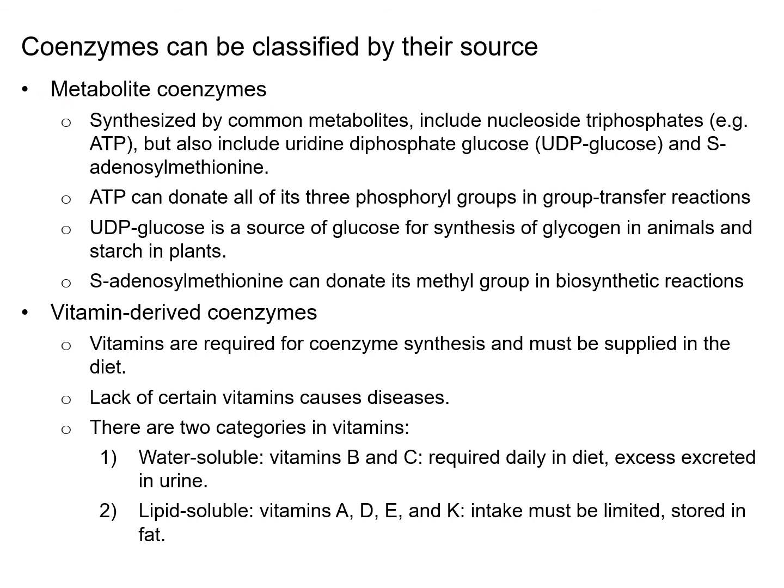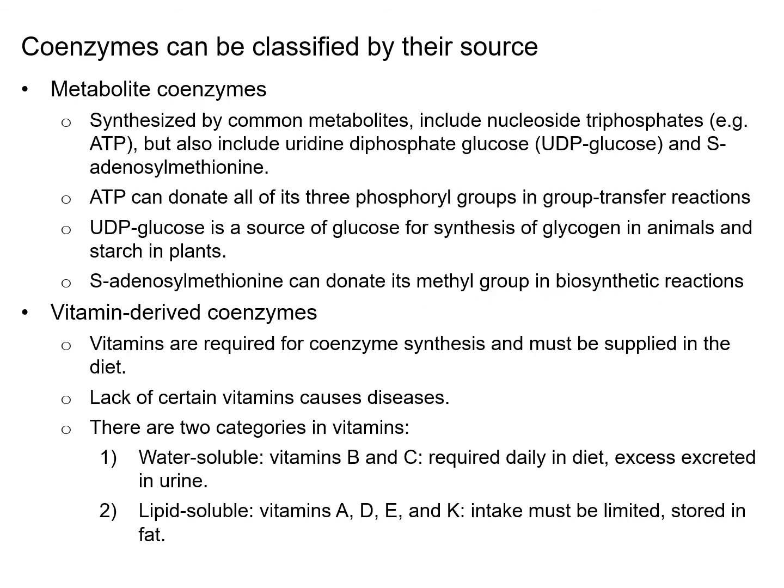Metabolite coenzymes are synthesized from common metabolites, including nucleoside triphosphates such as ATP and GTP, but also include uridine diphosphate glucose, UDP-glucose, and S-adenosylmethionine. And ATP can donate all of its 3 phosphoryl groups in group transfer reactions to become adenine, but it gives those phosphoryl groups to the enzymes for their activity. And UDP-glucose is a source of glucose for synthesis of glycogen in animals and starch in plants. And S-adenosylmethionine can donate its methyl group in biosynthetic reactions.